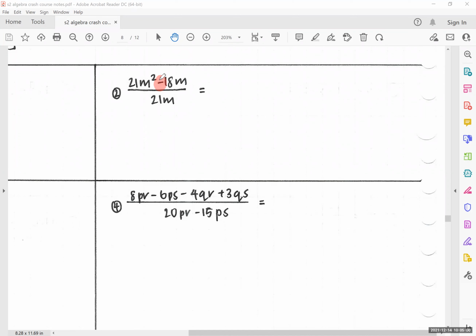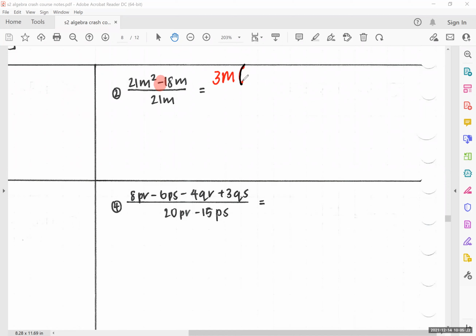So what you have to do is factorize out first. What can we factorize from 21m squared and 18m? Look at the numbers. Divide by 3. Can divide by 3. Is that the biggest? Yeah. Okay, so 3. Any more that I can take out or factorize out? Yes, 3m. Open bracket, change pen color.